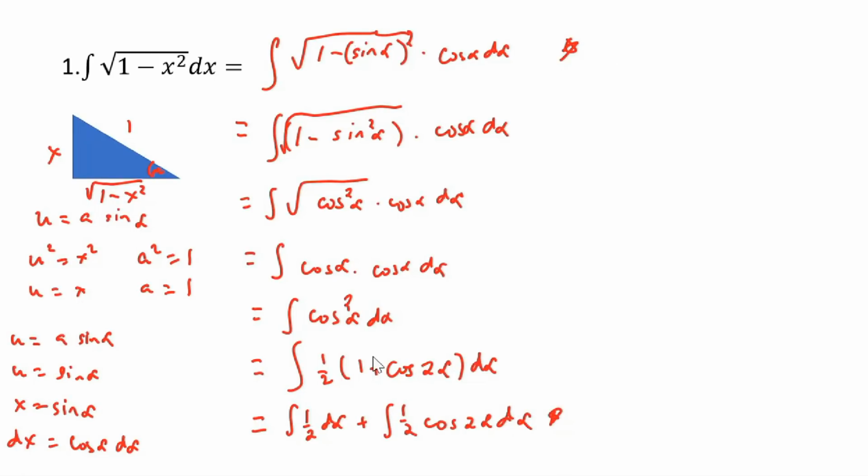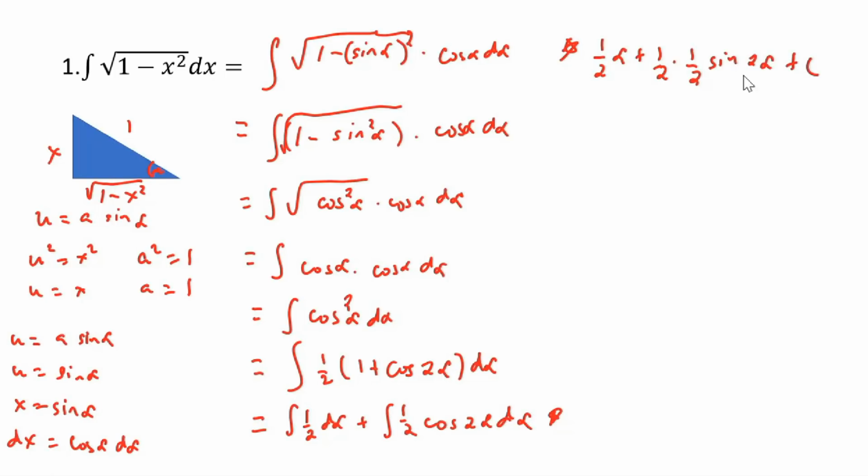So the integration of 1/2 d alpha is just equal to 1/2 of alpha plus 1/2 times the integral of cosine 2 alpha. We have here 2 as the coefficient of the angle, so take the reciprocal of the coefficient. So it becomes now 1/2. And then the integral of cosine, we have now sine of 2 alpha plus a constant.